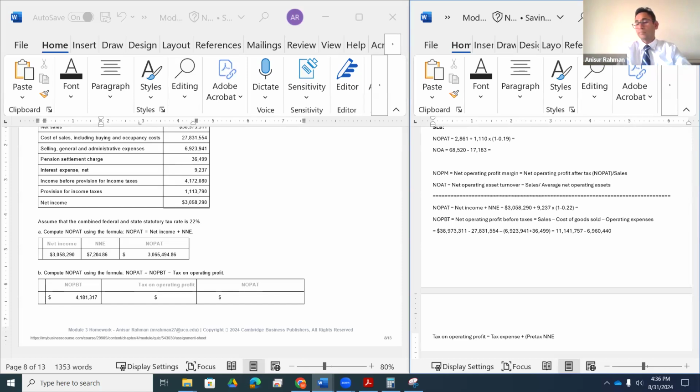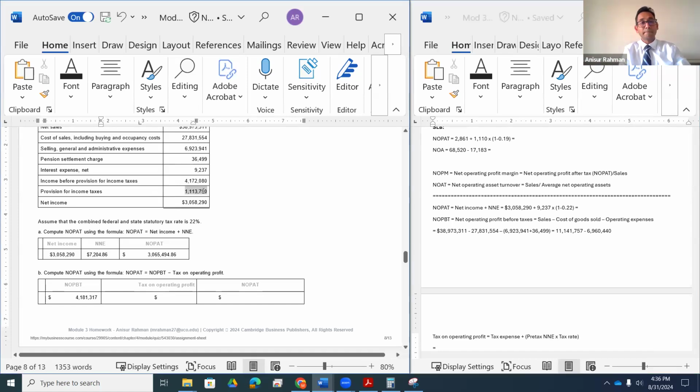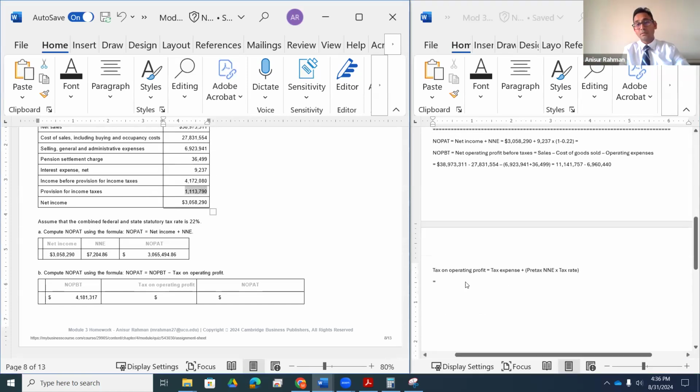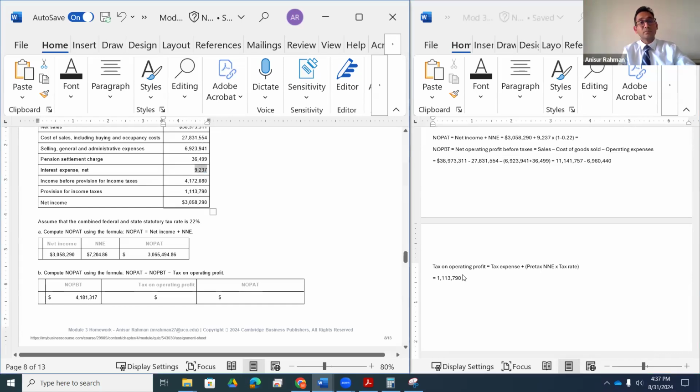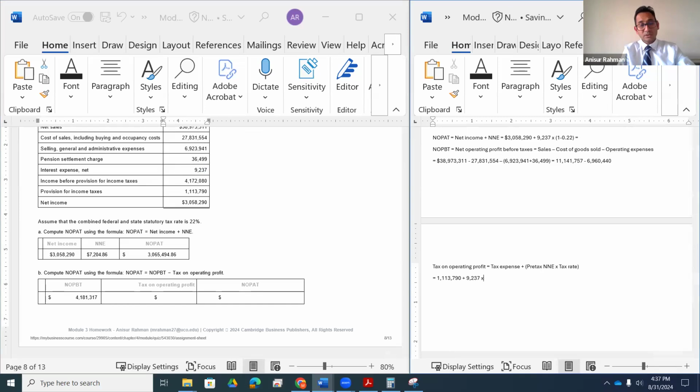pre-tax NNE times the tax rate. So our tax expense is this much. Plus our pre-tax NNE. Our pre-tax NNE times the tax rate. So pre-tax NNE was only the interest expense times the tax rate, 0.22.